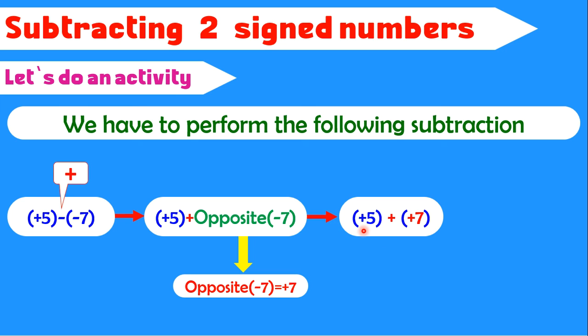It is a positive sign number added to a positive sign number. So we will put plus. Then we add both numbers. It will give us plus 12.